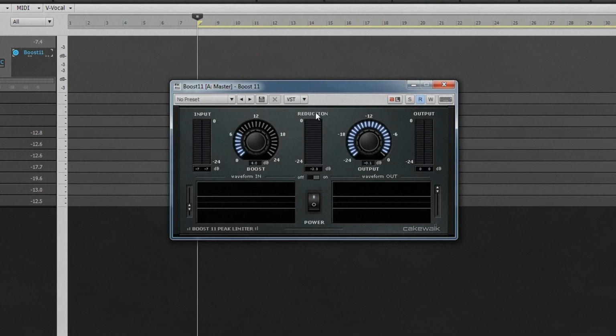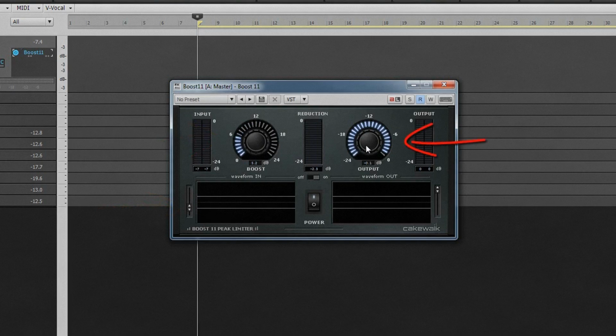There are only 2 adjustable parameters. The first is boost, and this controls how much the volume of the material is boosted by. It can be set by moving the boost knob or adjusting the fader to the left of the incoming wave display.